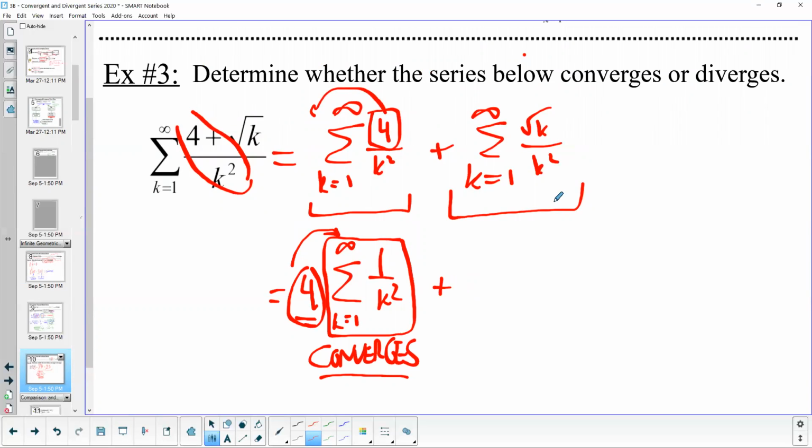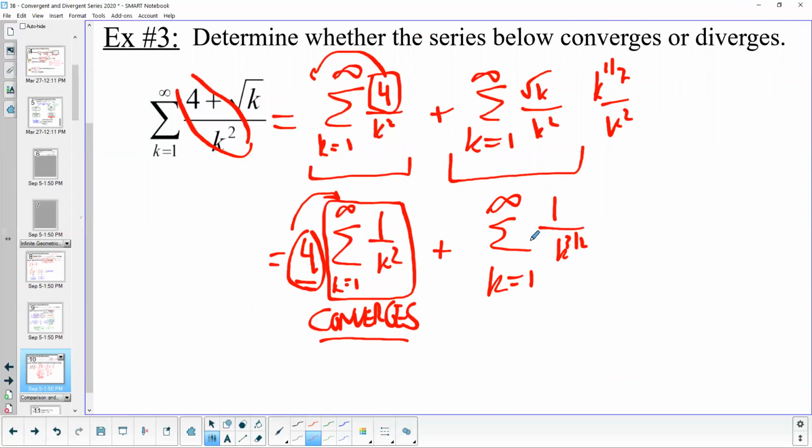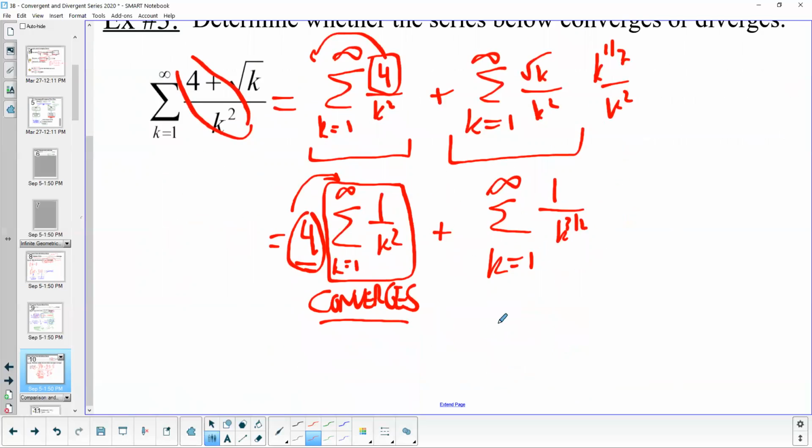Then over here, we've got another issue where I don't have a 1 on top. I actually have a power of k. Well, if we remember our rules of exponents, we've got k to the 1/2 over k to the second. That allows me to rewrite this particular series as the sum from k equals 1 to infinity of 1 over k to the 3/2. Similar to what we just did, we now have a 1 on top. The value for p is 3/2, and 3/2 is greater than 1. Therefore, this particular series also converges.